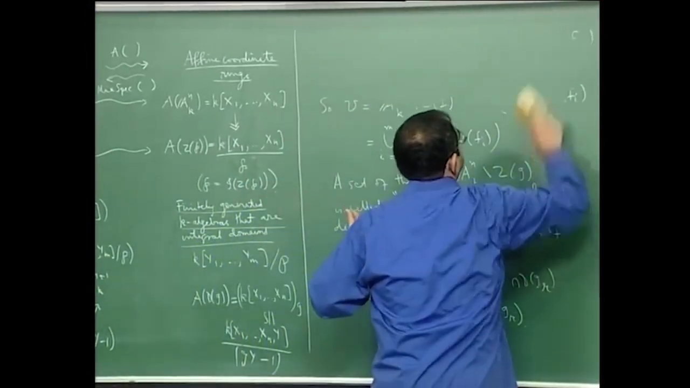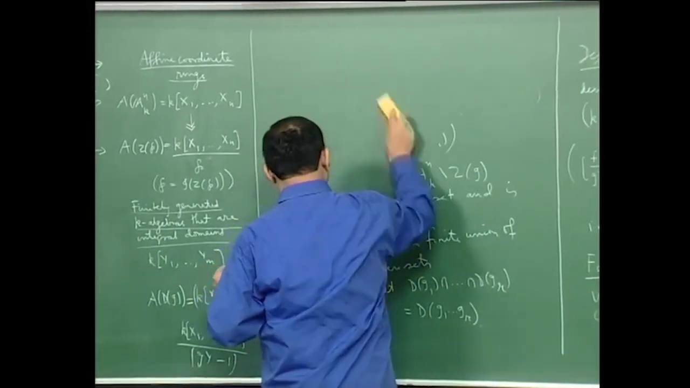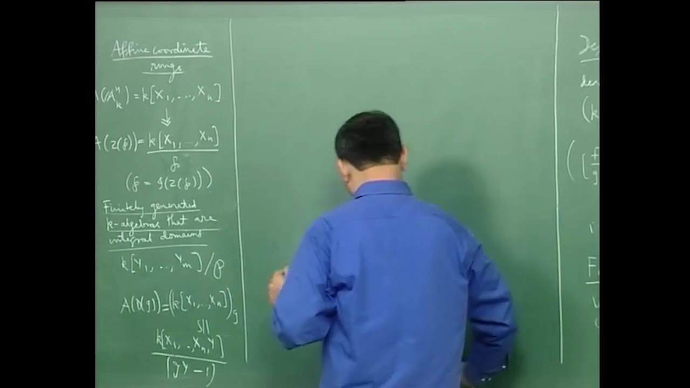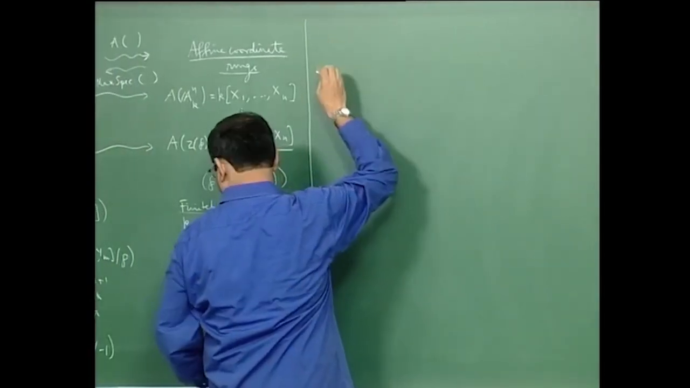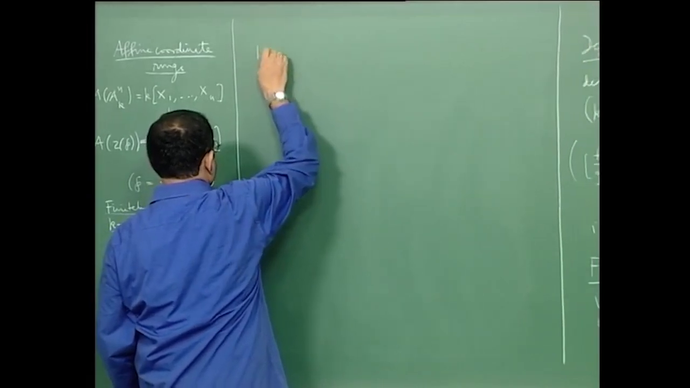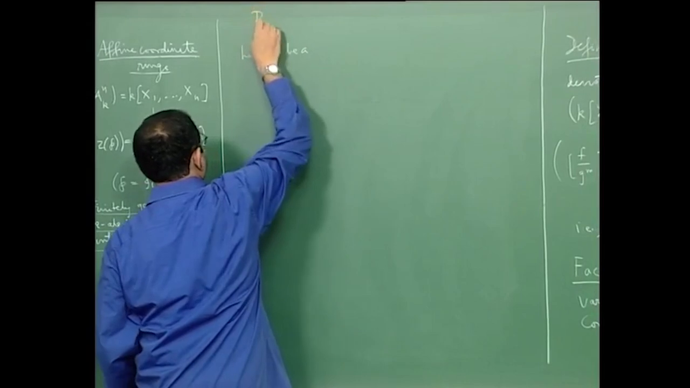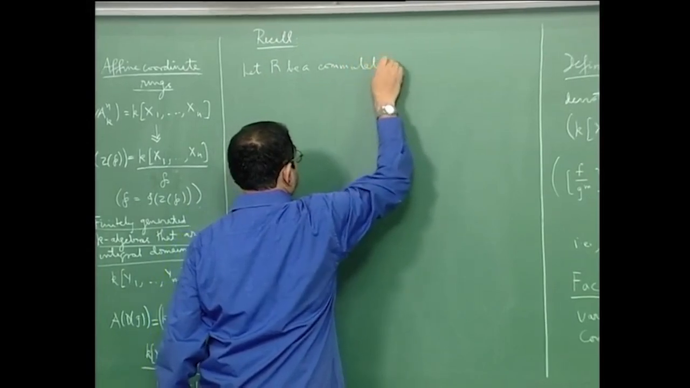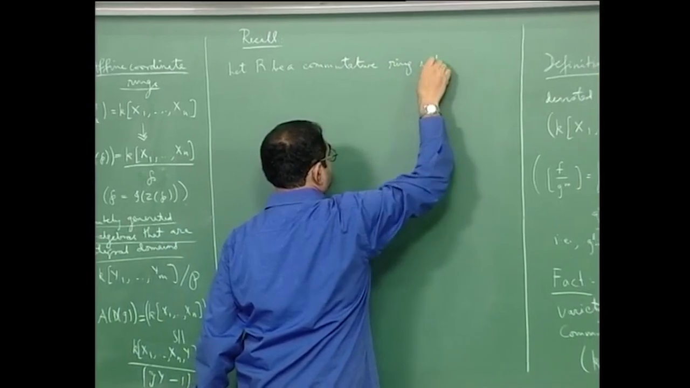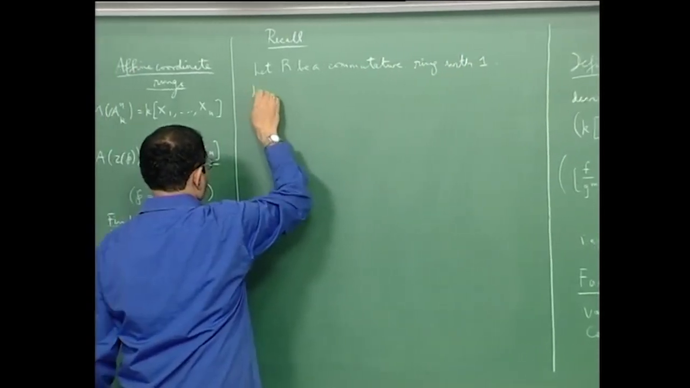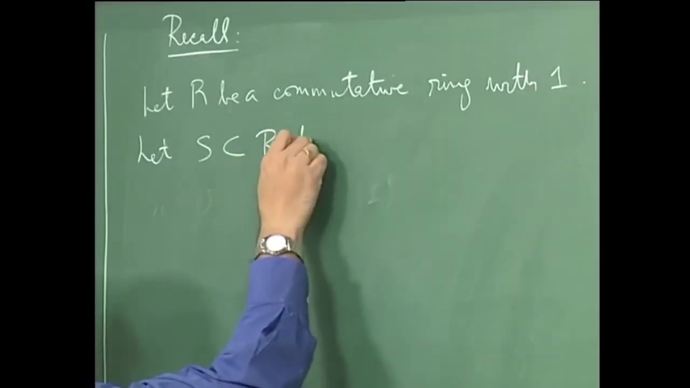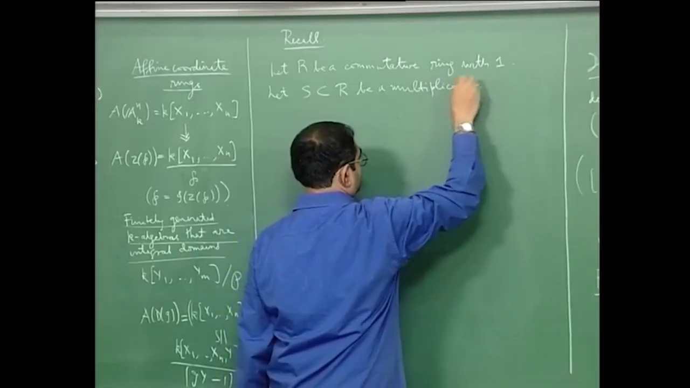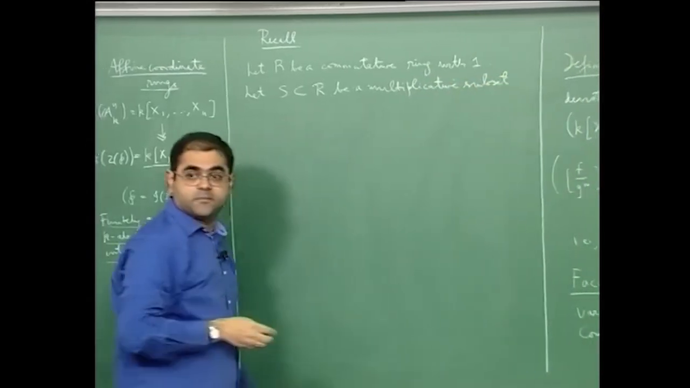And how is that true? That's just because of some basic facts from commutative algebra which you must have come across in a first course in commutative algebra, namely the following: let R be a commutative ring with 1. Let S in R be a multiplicative subset.